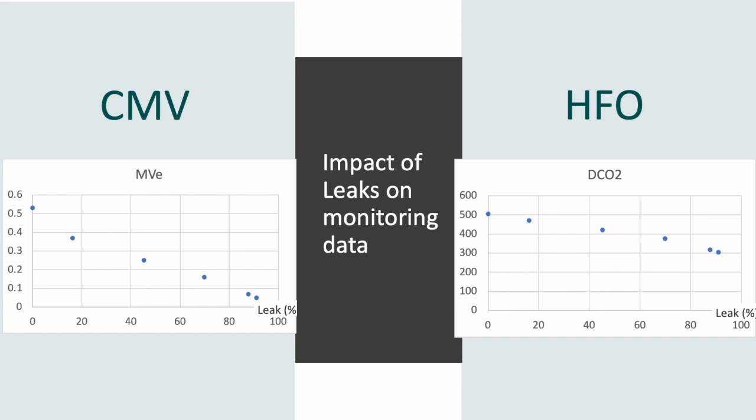Similar to the previous graph, minute ventilation is also markedly reduced in CMV, but HFO shows only a slight decrease in DCO2, a measure of ventilation. The data presented here shows that the effect of leakage is not zero for HFO, but it may be taken to be less susceptible to leakage than CMV.